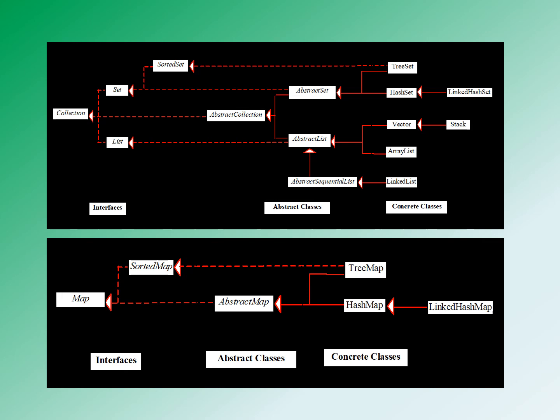Looking into the below picture, we have the Map interface, and then SortedMap, and also AbstractMap. AbstractMap is an abstract class. TreeMap and HashMap are concrete classes, and then we have LinkedHashMap. You can use this picture as a reference for further use.